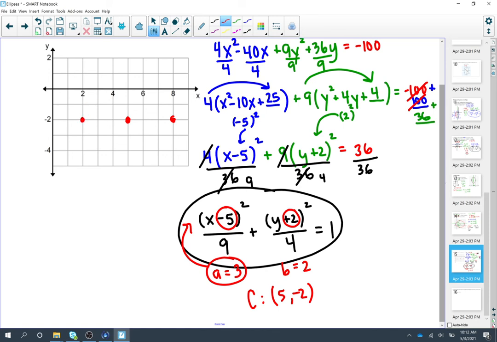Minor axis is always your b, which is on your y, so parallel to the y-axis, we're going to go up 2 and down 2 and then we're going to graph.